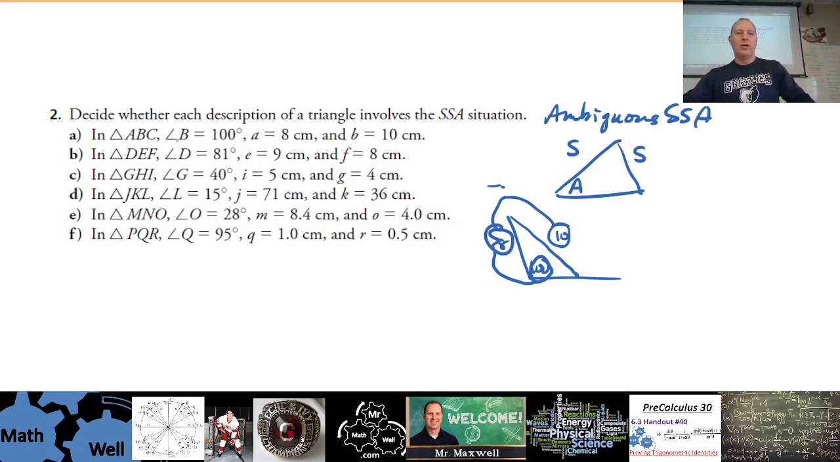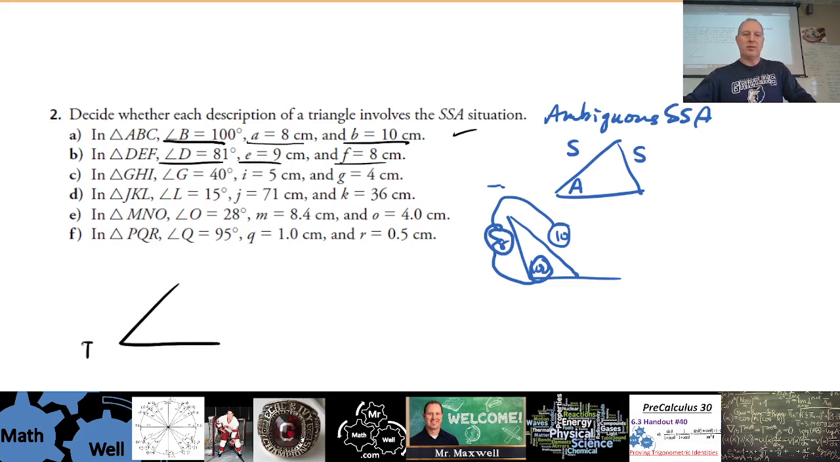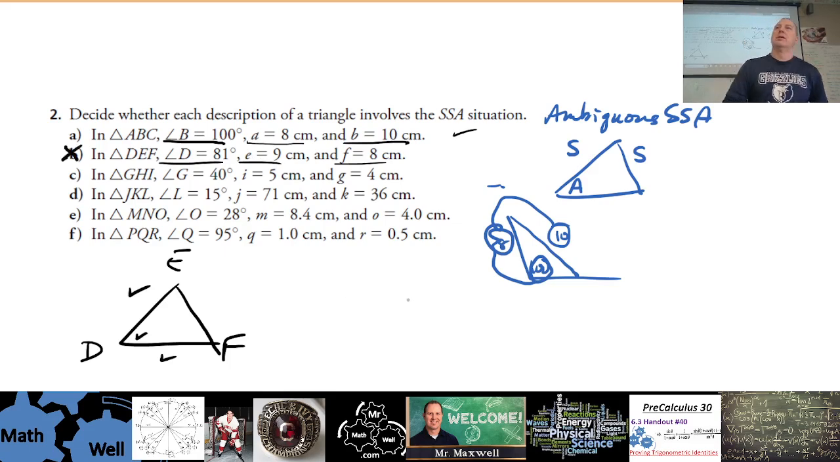So for number 2, we have angle B, the opposite side, and then we have an adjacent side. So yes. Angle D, side e, and side f. So if this is angle D, this would be point E, point F, let's say. So we're given angle D, we're also given side e, that's this one, and we're given side f. Does that look like SSA? No. That looks like cosine. That's SAS. That's different. This is SAS, so this is not SSA.